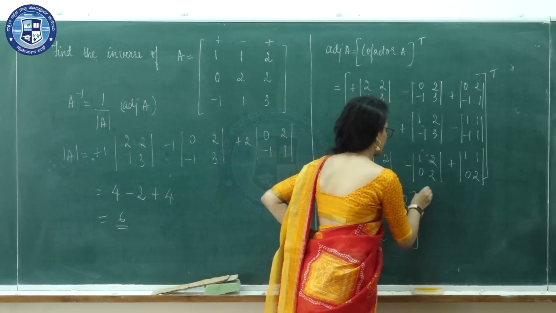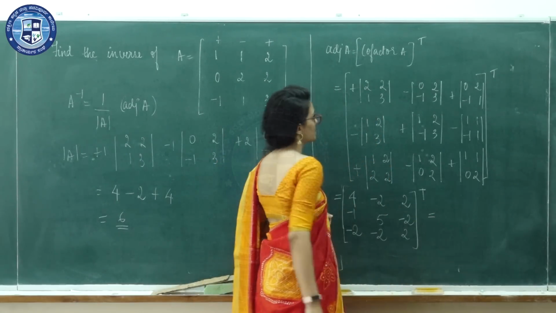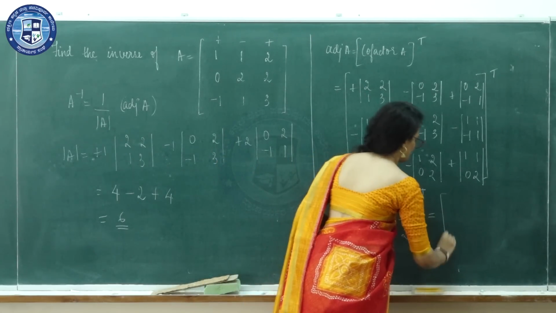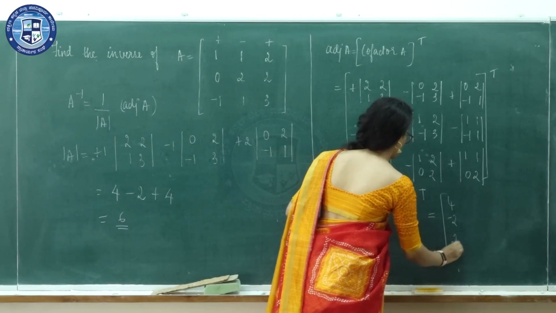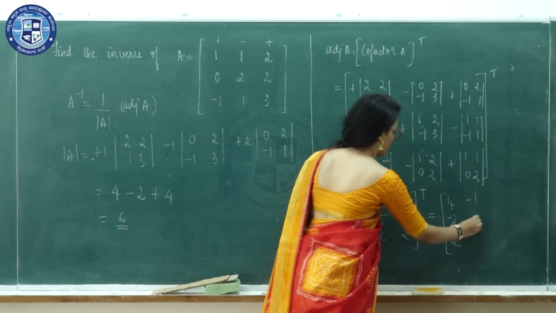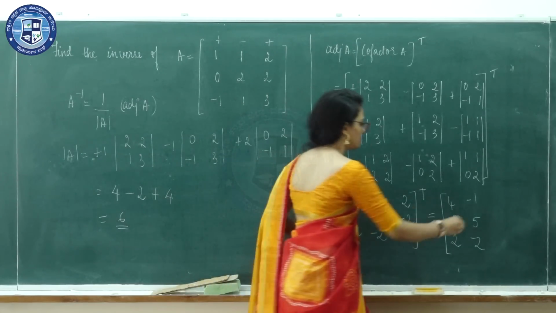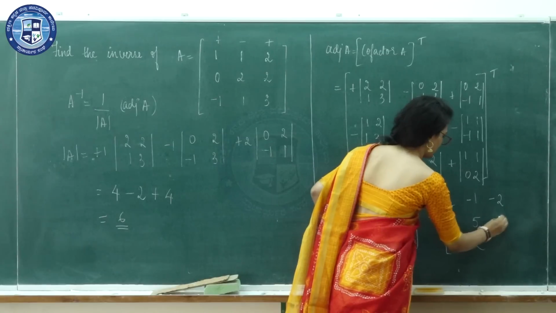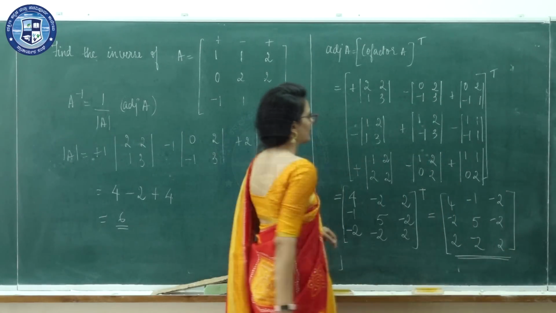So, we are taking the transpose of this matrix. So, adjoint of A is equal to, first row becomes the first column. So, 4, minus 2, 2. Second row becomes second column. So, minus 1, 5, minus 2. Third row, third column, minus 2 and 2. So, this is the adjoint value.